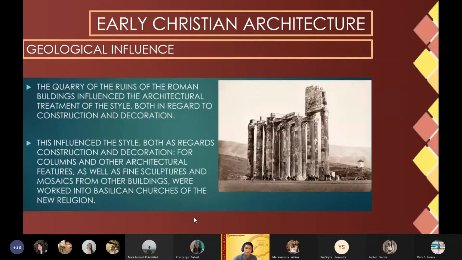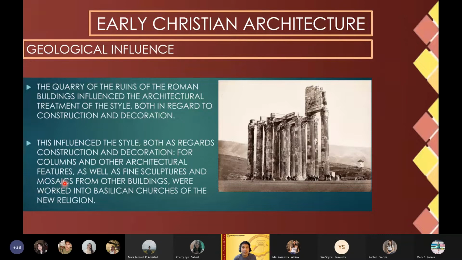geological influence. So in terms of geological influence, no, the quarry of the ruins of the Roman buildings influenced the architectural treatment of the style, both in regard to construction and decoration. So this influenced the style both as for columns and other architectural features, as well as fine sculptures and mosaics from other buildings were worked into basilican churches of the new religion.